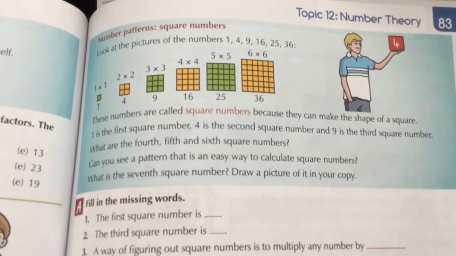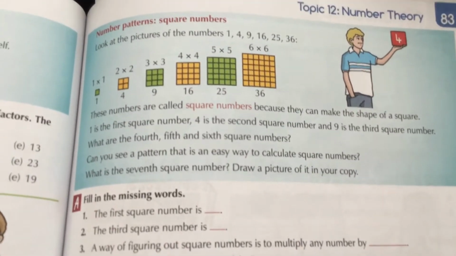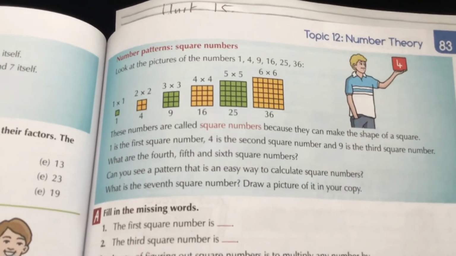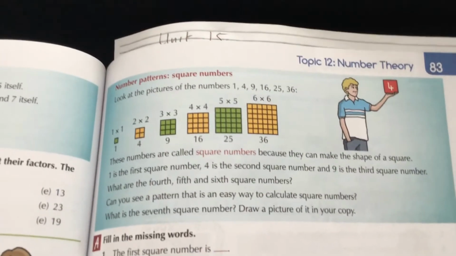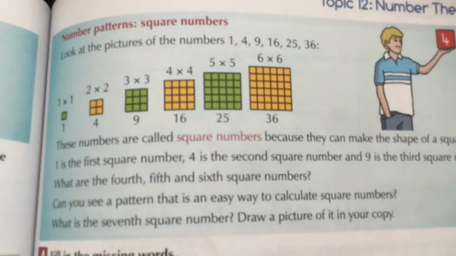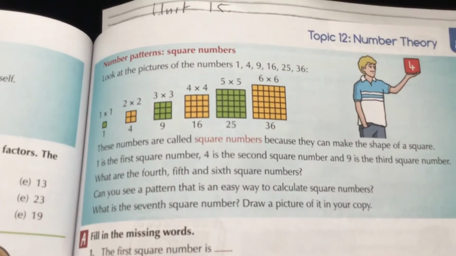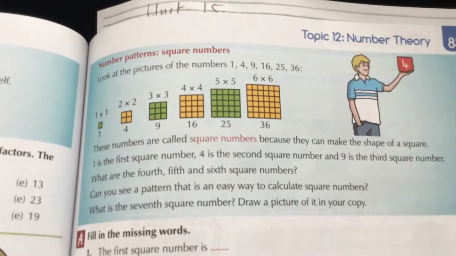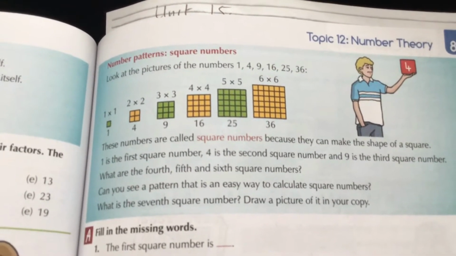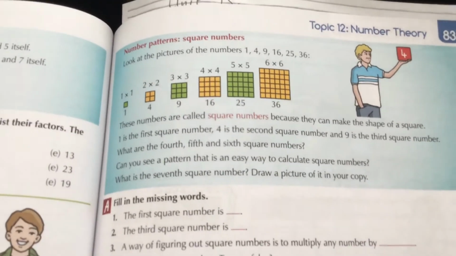4 is the second square number, guys, because it's 2 by 2. 9 is the third square number. 16 is the fourth square number because it's the product of the number multiplied by itself. What are the 4th, 5th, and 6th square numbers? Answer those orally. Can you see a pattern that's an easy way to calculate square numbers? I've just said it. And what is the 7th square number?